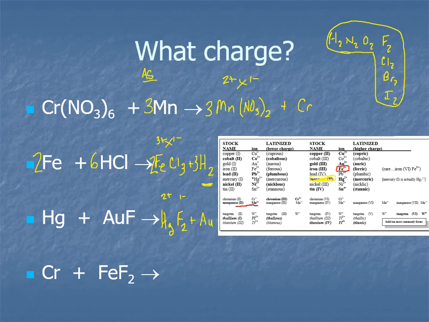To balance, it looks like I need a 2 in front of the gold fluoride to make the fluorines balance, and then I would have to have a 2 in front of the gold to make that balance as well.